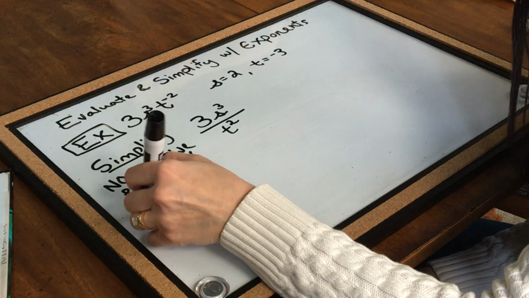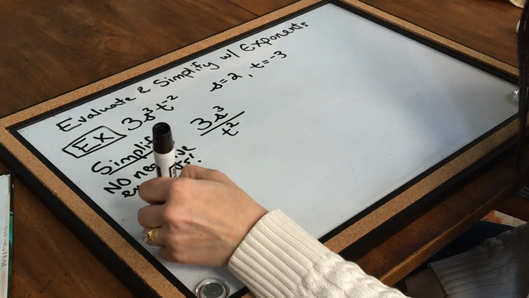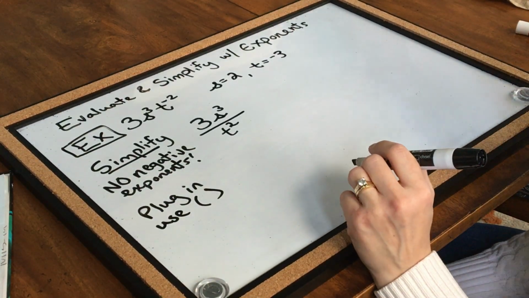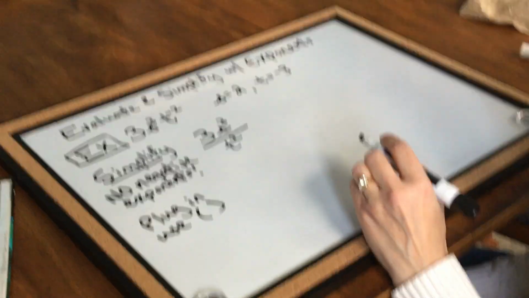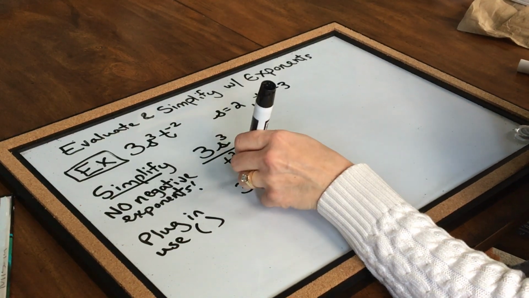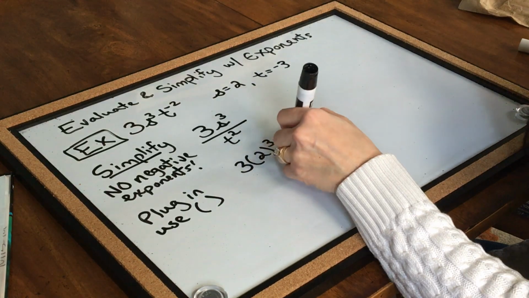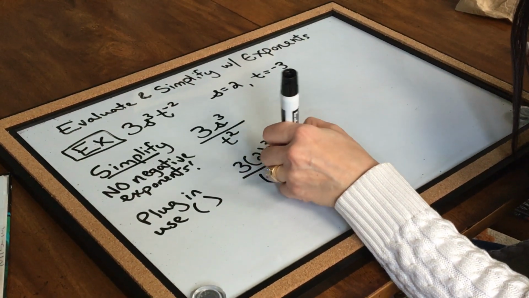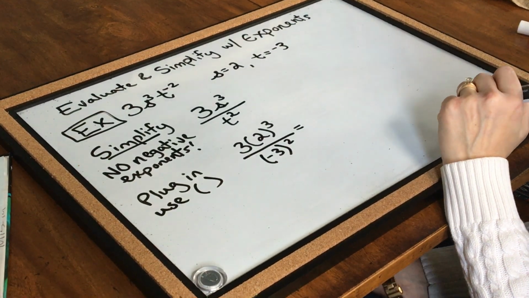That's going to be the evaluate part. So I'm going to plug in, and I'm going to use parentheses. Parentheses are really important here because that might change things for you in the expression. So I have 3 times 2 to the third power. And then on the bottom of my expression, I'm going to plug in parentheses negative 3 squared. Let's see what happens here.